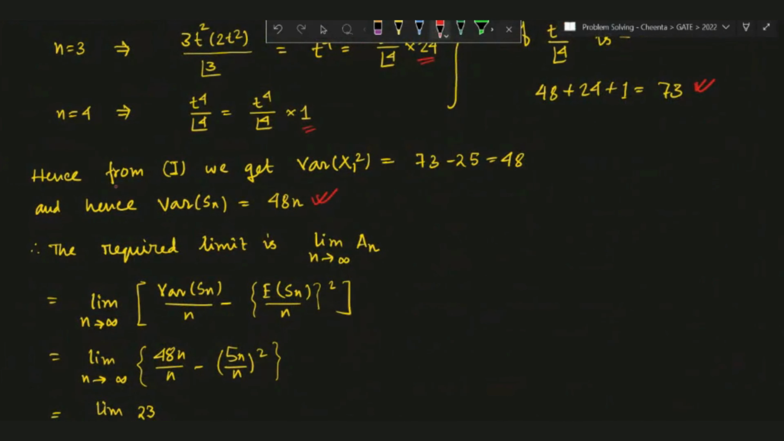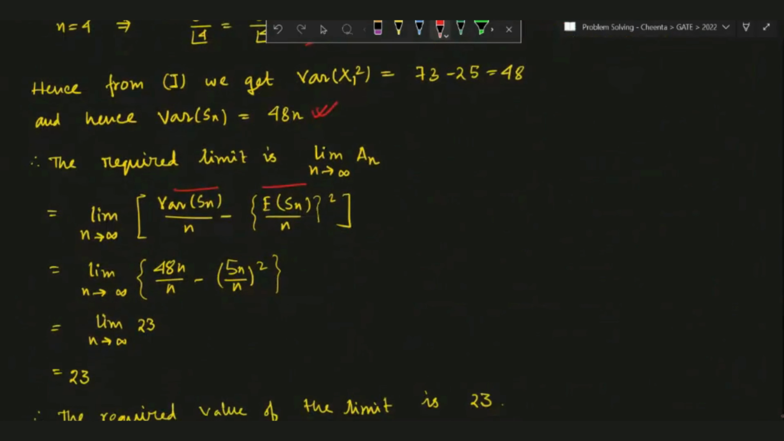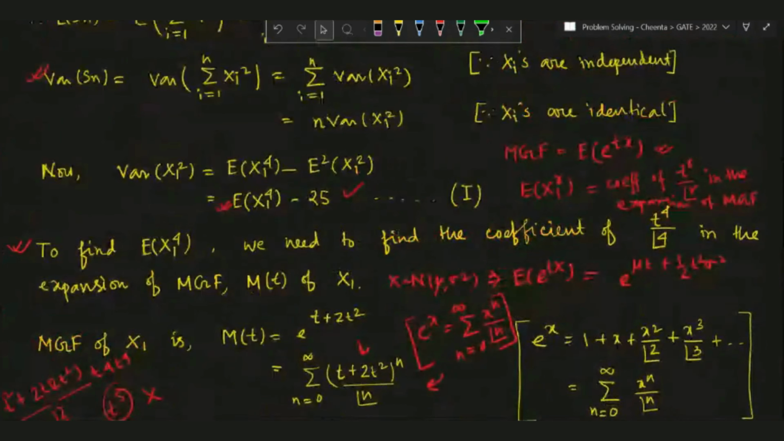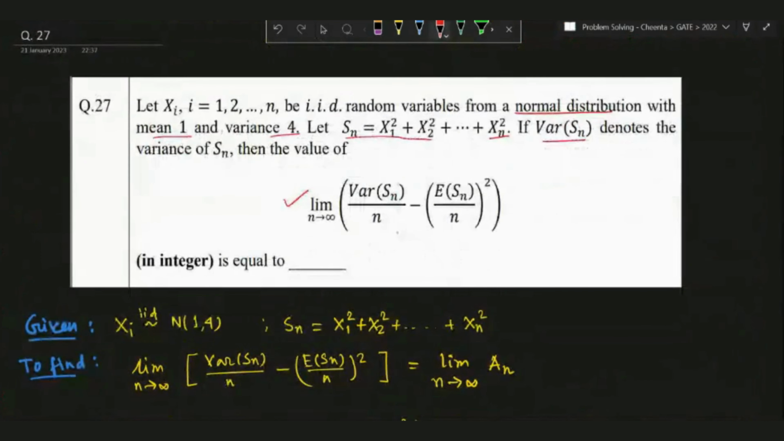Now the required limit is the limit as n tends to infinity of an, that is, the variance of Sn by n minus the expectation of Sn by n whole square. The expectation of Sn is 5n, divided by n is 5, whose square is 25, and the variance of Sn is 48n, divided by n is 48. So we get the limit as n tends to infinity of 48 minus 25, that is 23. Hence the required value of the limit is 23. We can write the value of the limit as the integer 23.